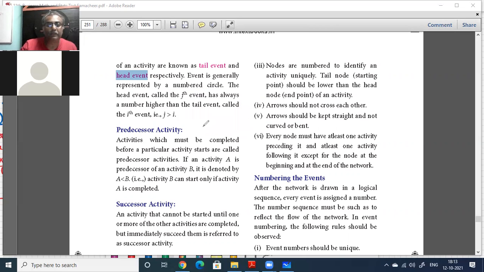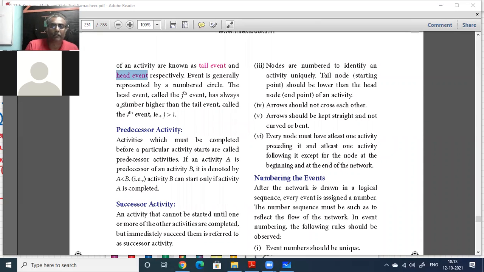Predecessor activity. Uncle, we'll stop with this. It's 6:13 now. Oh, I thought we could at least finish till the components. Then examples we can give tomorrow. Okay, let us only do predecessor event and successor event, and we'll stop.